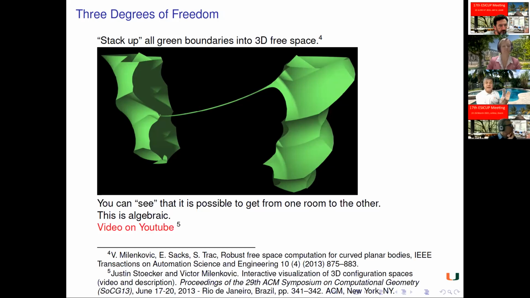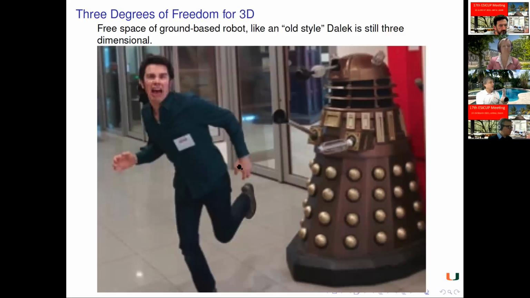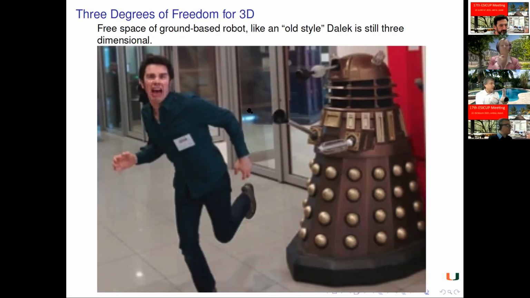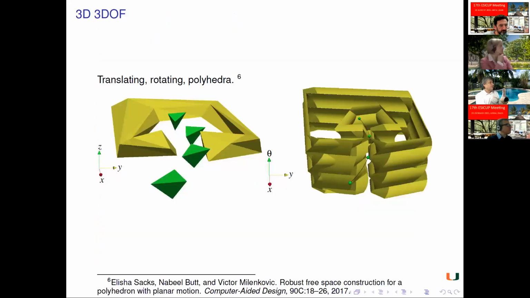And what about 3 dimensions? Because we're talking about 3 dimensions. Well, the fact is that if the robot is confined to the plane, such as an old style Dalek, it can go in X, it can go in Y, and it can rotate. So it still has only 3 degrees of freedom, just like the robot I was showing you. And so the shape of the free space looks somewhat the same. In our case, of course, Daleks are not polyhedra, but we can do it for polyhedra.